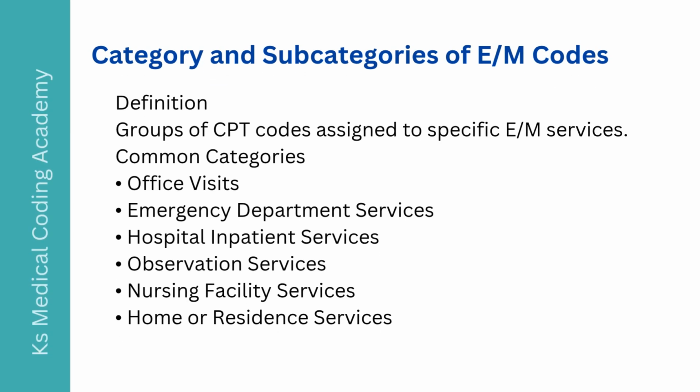EM services are organized into different categories and subcategories within the CPT manual. These categories are based on where the service is provided and the type of care delivered. Examples include office visits, emergency department services, hospital services, nursing facility services, and home visits. Understanding these categories helps coders locate the correct CPT code range and improve coding accuracy.